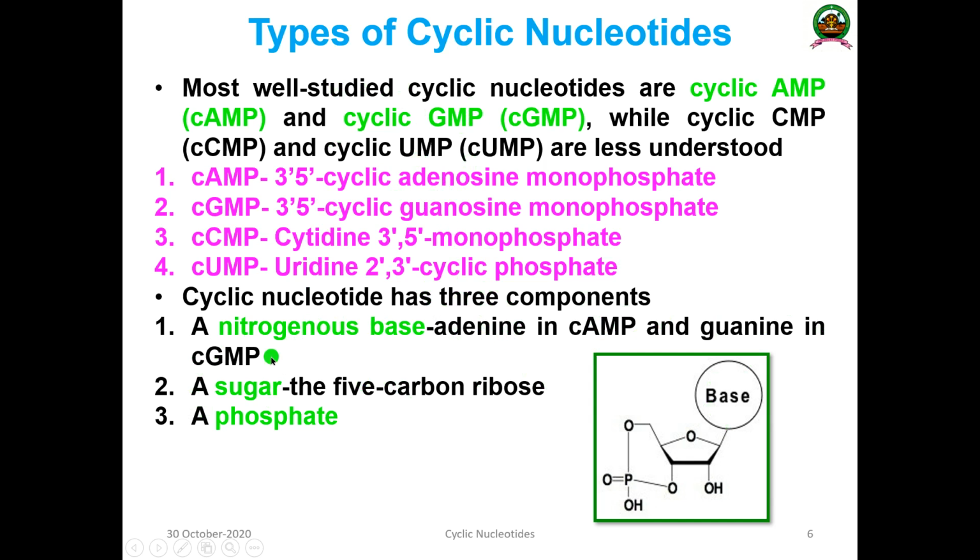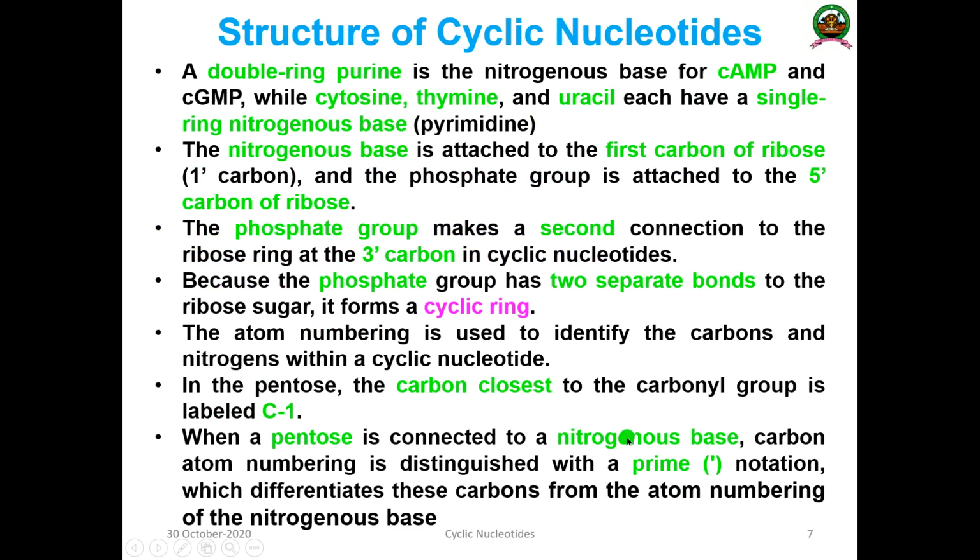nitrogenous base. Then the sugar, most probably a 5 carbon sugar, that is ribose, rather than deoxyribose. Then you will have a phosphate, and this is the nitrogenous base. There is a sugar. The bond between these two is a beta glycosidic linkage, and you can see this is interacted with the phosphate, and you can see the phosphodiester linkage. Okay, then we are going to study the structural aspects of cyclic nucleotide in detail.